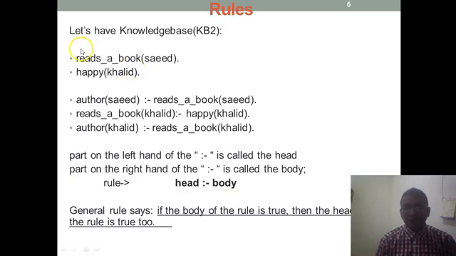So now move on to a wider knowledge base. So here we have facts and also we have the rule.